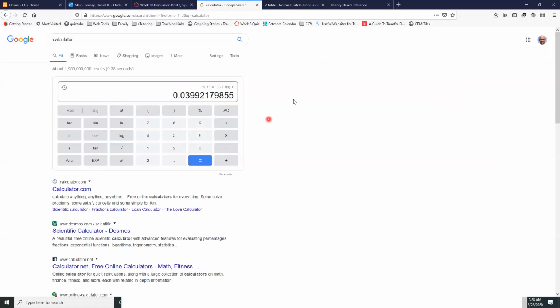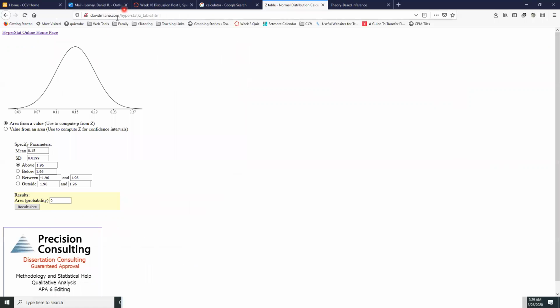I know the mean is 15. Now this is a normal distribution. So I'm going to look at the David Lane applet from a couple weeks ago. I said the mean was 15, and the standard deviation was 0.0399.